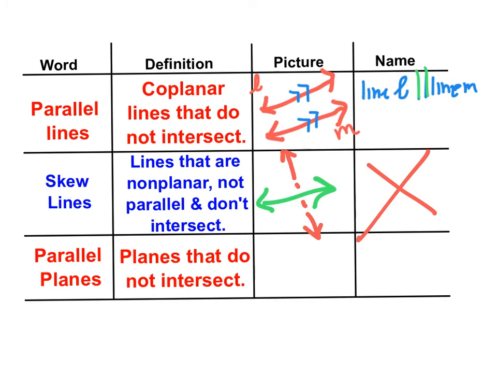There's not a fancy way to name skew lines. You just write out the word skew if you want to say that they're skew.